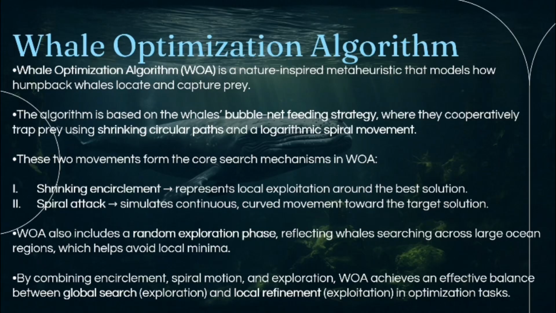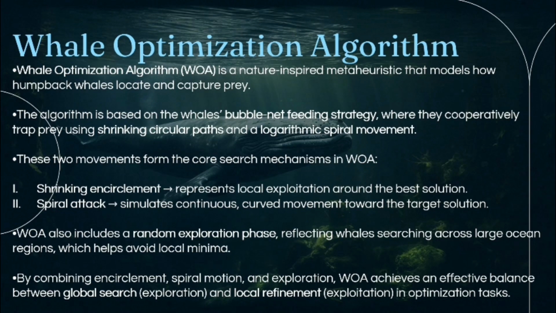The whale optimization algorithm, or the WOA, is a meta-heuristic inspired by how humpback whales trap and capture prey. It mainly models two key behaviors. The first one is the shrinking encirclement, which is the shrinking circular movement, and the second is the spiral attack, which is the spiral movement during the bubble net feeding. These two actions represent the core search operations in the whale optimization algorithm.